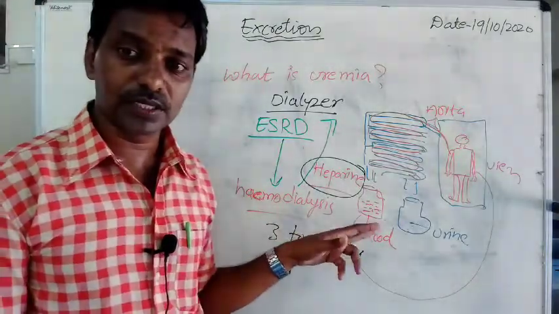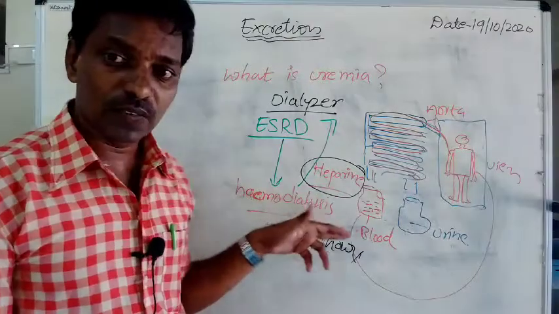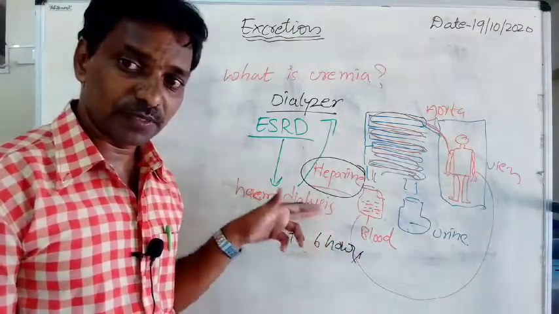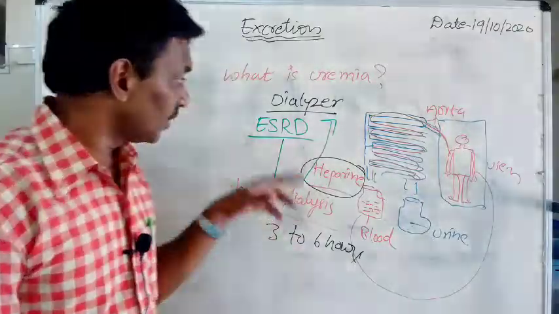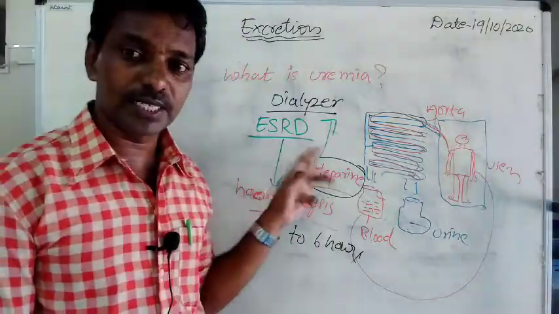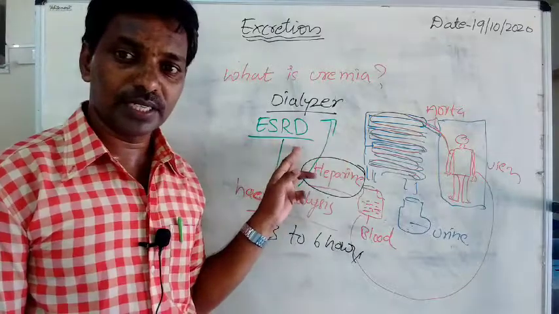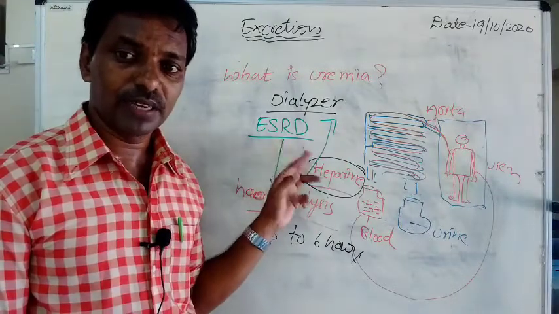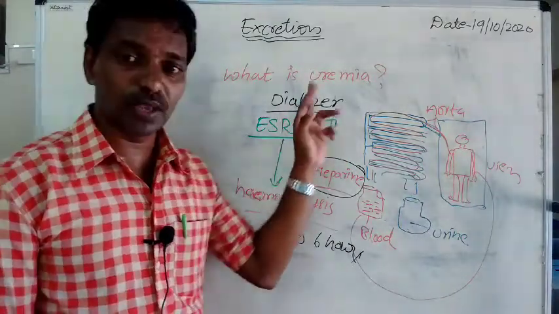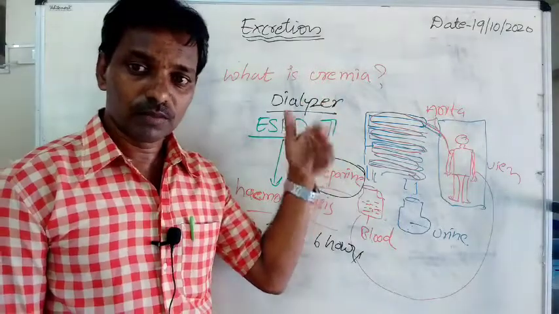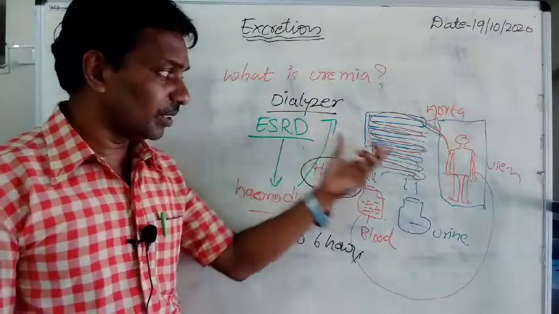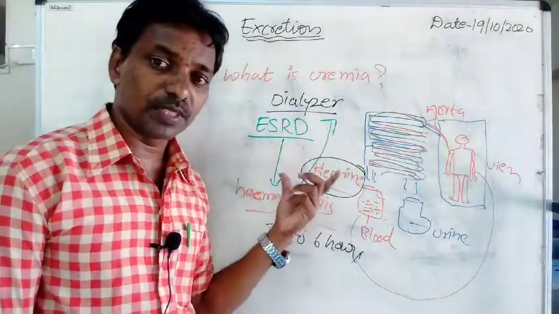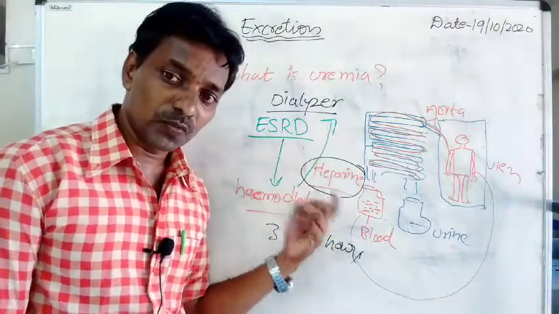Next, what is hemodialysis? When both of our kidneys fail, we go for removing the waste materials from our body. That whole process is called hemodialysis. Then what is the abbreviation of ESRD? End stage renal disease. What is uremia? Both kidney failure condition is called uremia. So which machine do we use to remove the waste materials from our blood for dialysis?